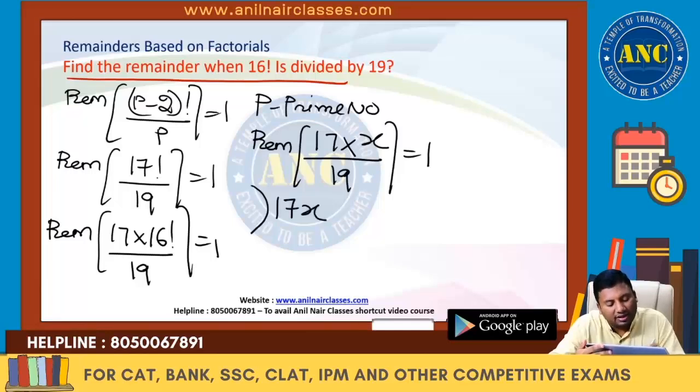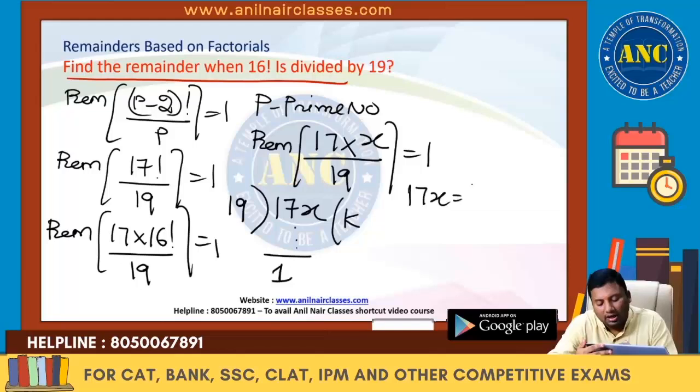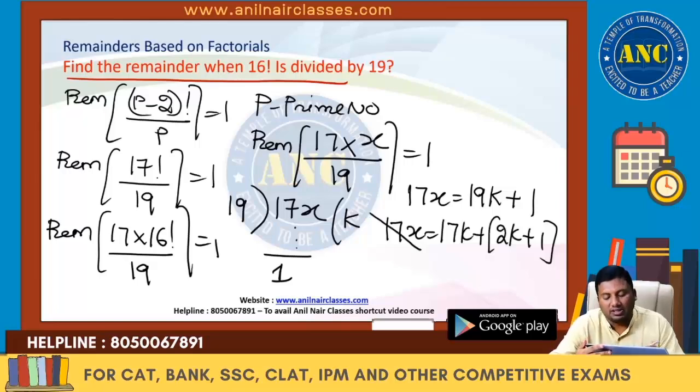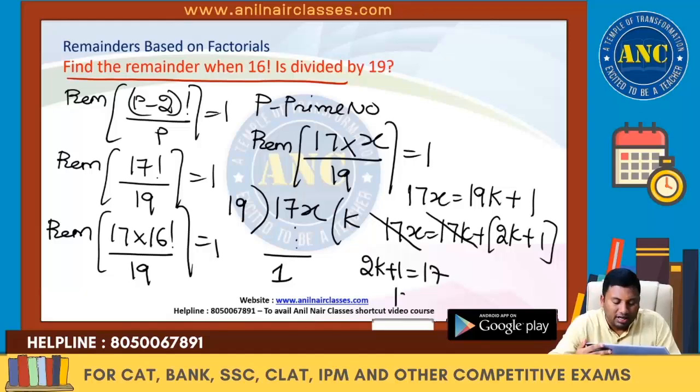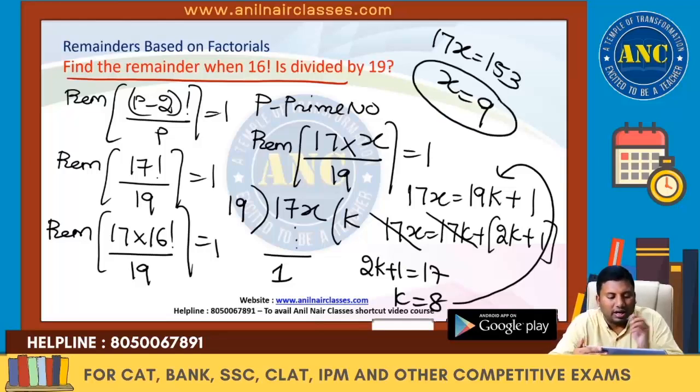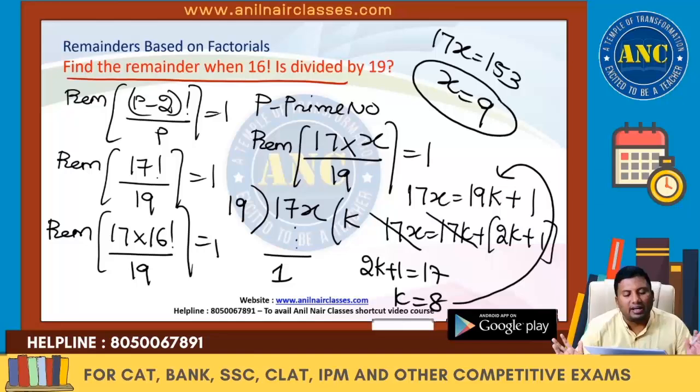17x is the dividend, and it is getting divided by 19. The quotient we don't know, the remainder is 1. So dividend is equivalent to divisor into quotient plus remainder. 17x is 17k plus 2k plus 1. 17k is divisible by 17, so 2k plus 1 should be divisible by 17. The k value is 8. If I substitute here, 17x is 152 plus 1, that is 153. The x value is 9. I hope the idea is clear.